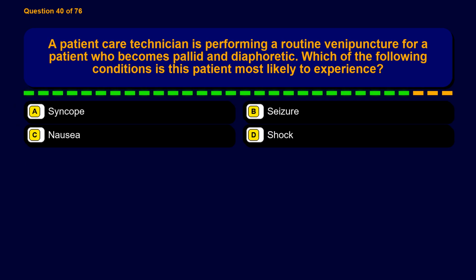A patient care technician is performing a routine venipuncture for a patient who becomes pallid and diaphoretic. Which of the following conditions is this patient most likely to experience? Option A, syncope. Option B, seizure. Option C, nausea. Option D, shock.